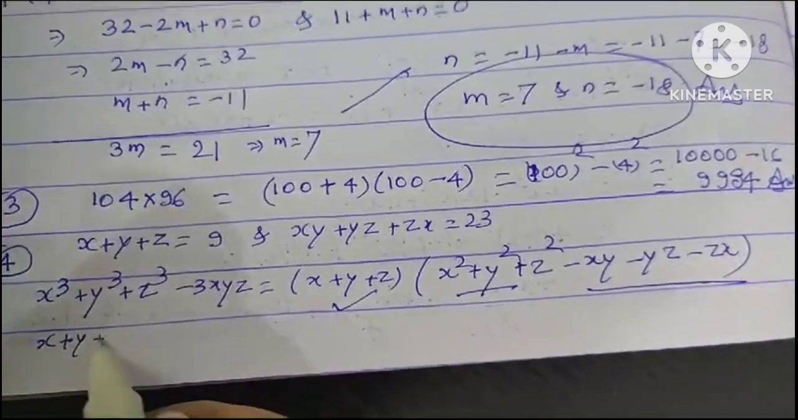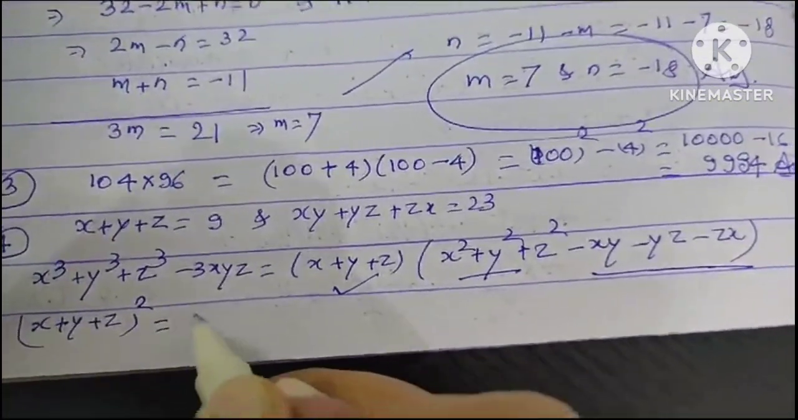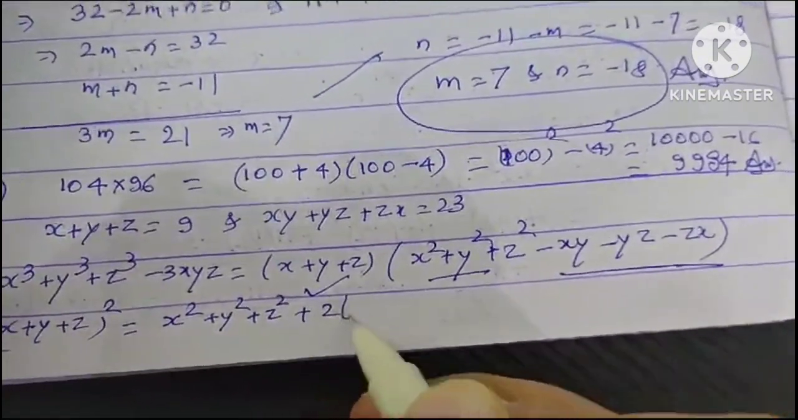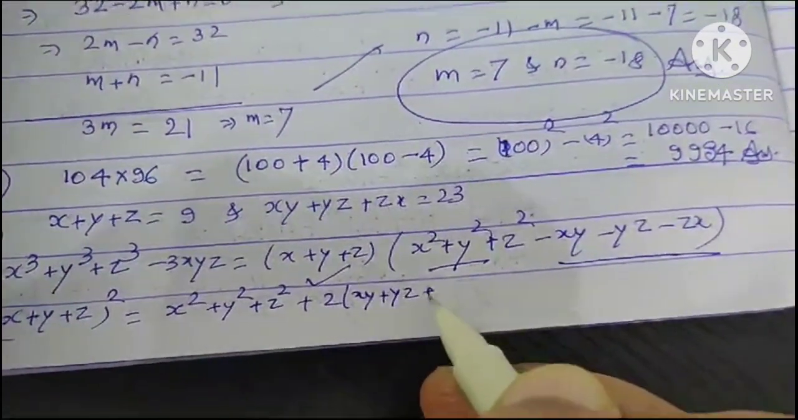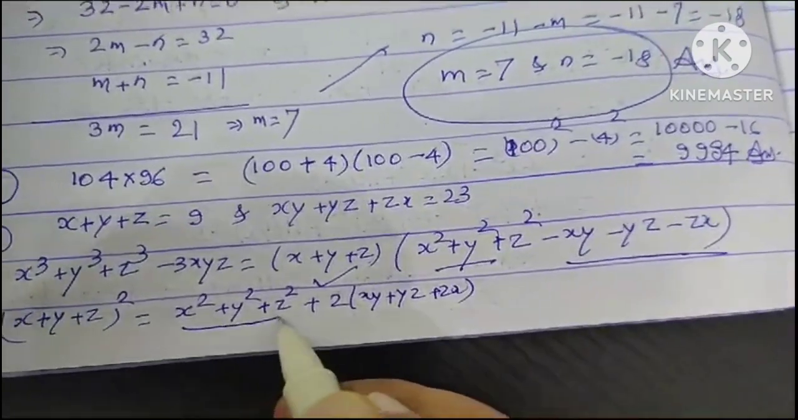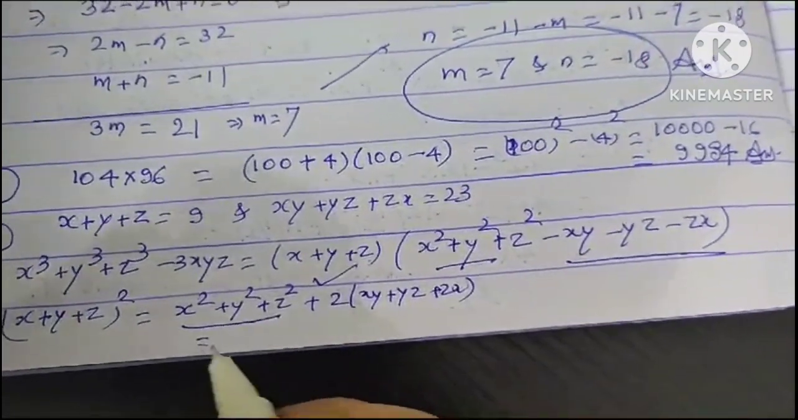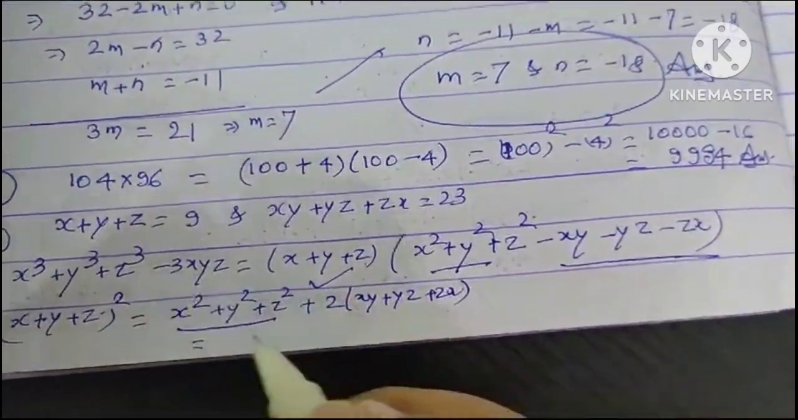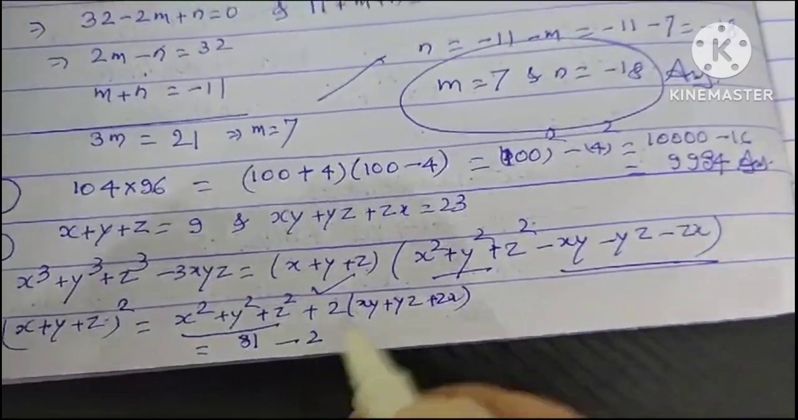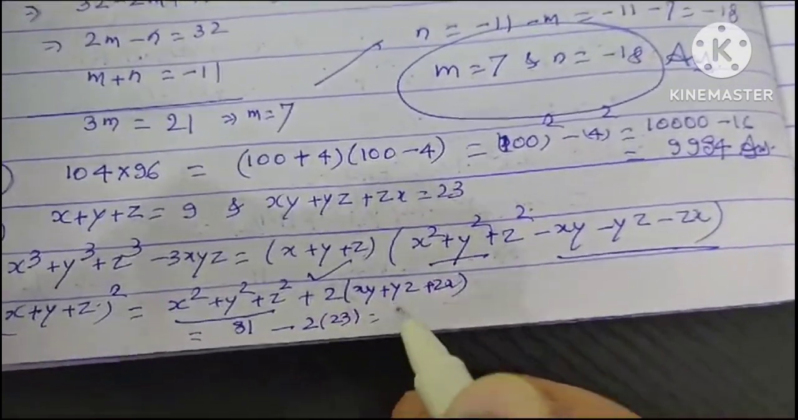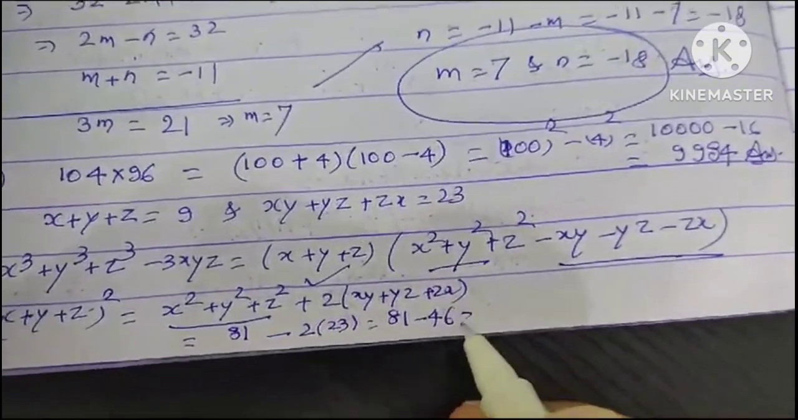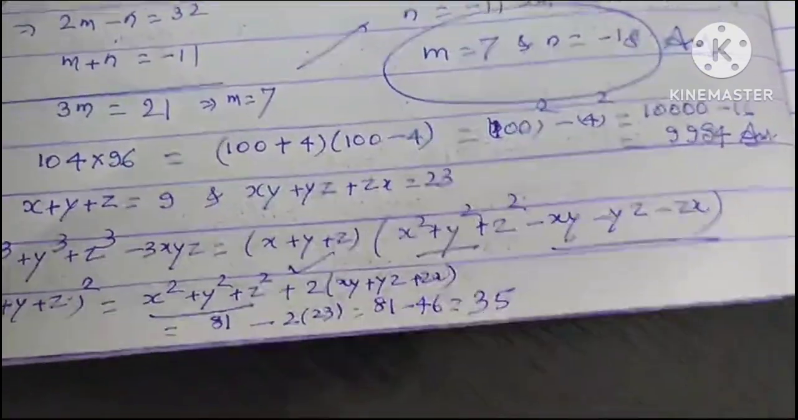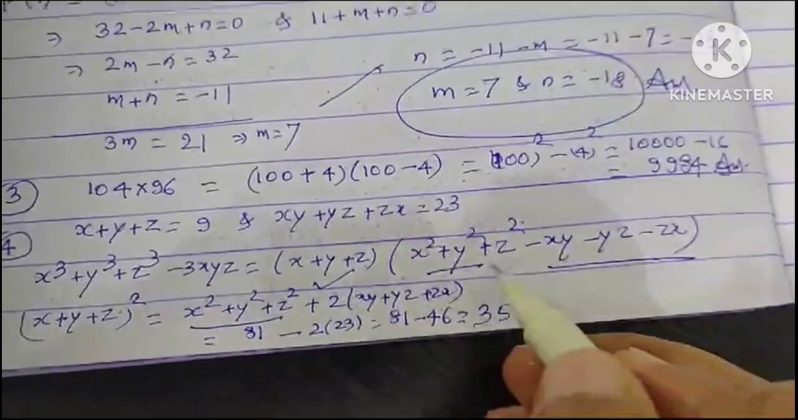X plus y plus z whole square is equal to x square plus y square plus z square plus 2 into xy plus yz plus zx. So we have to find x square plus y square plus z square. This is equal to the square of the sum minus twice the product sum, so 9 square is 81, minus 2 into 23, so 81 minus 46, that will be equal to 35. So here we have got 35.